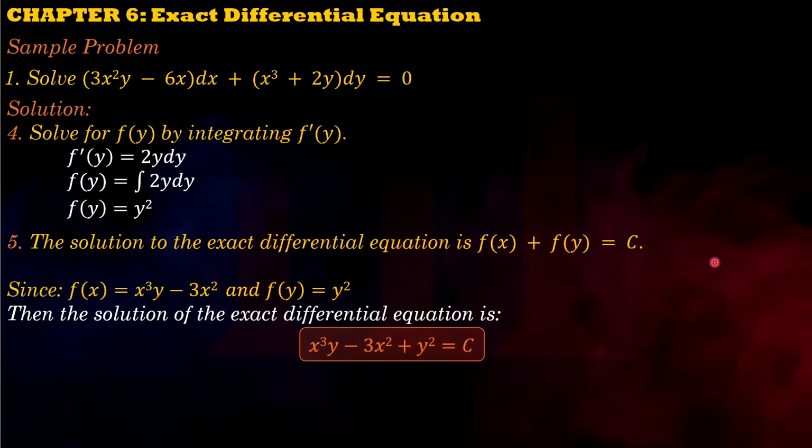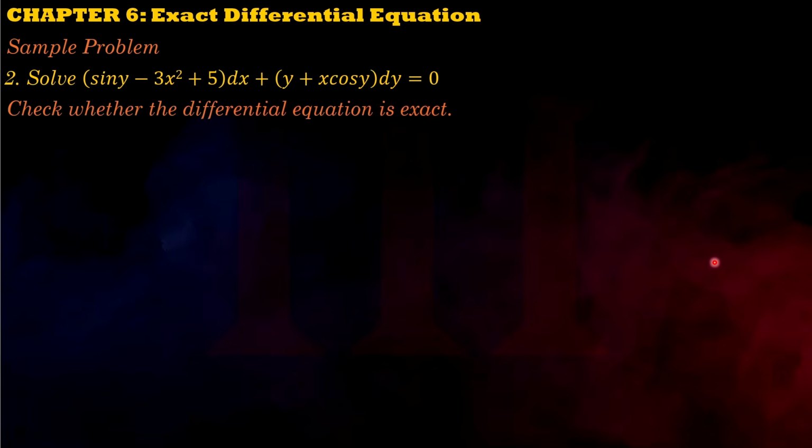So let's proceed to the next problem. So we have this differential equation, (sin y minus 3x squared plus 5) dx plus (y plus x cosine y) dy is equal to 0. Again, we have to check if it is truly an exact differential equation by following this condition.